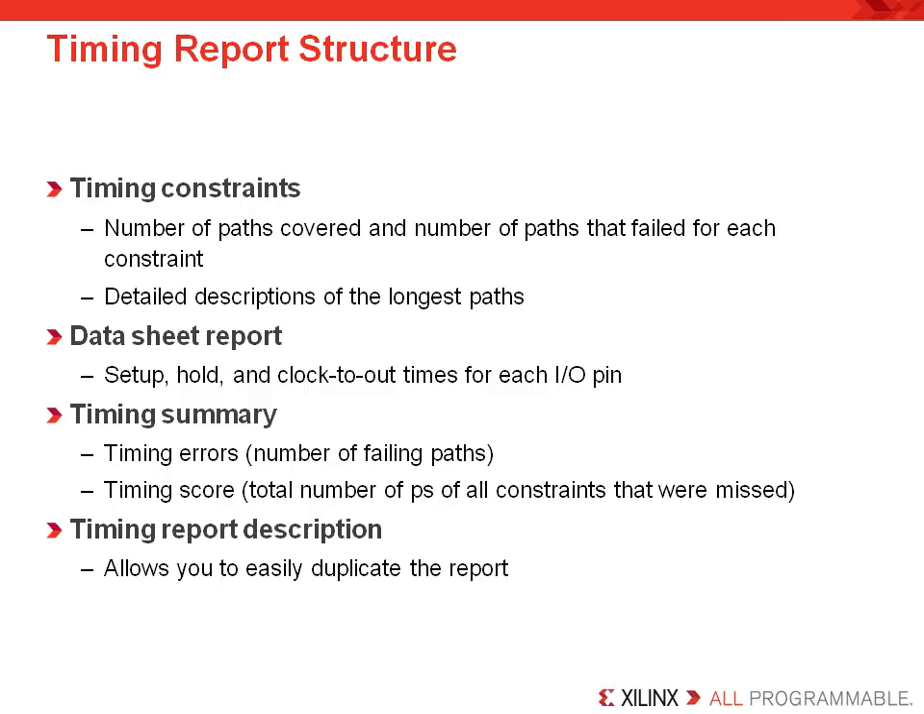The timing summary will tell you the total number of timing errors for your design. This is the number of failing paths for the entire design. The timing score is different. It's the total number of picoseconds all of your constraints were missed. So if your timing score is 0, then you met your timing constraints. If it is small, then you're off by a little. If it is large, then you really need to evaluate how many paths are failing. Based upon how far each path is failing, you can determine which paths are most critical and have to be fixed or even recoded. Finally, we get a timing report description which gives you the command line structure for the timing analyzer to regenerate this timing report.